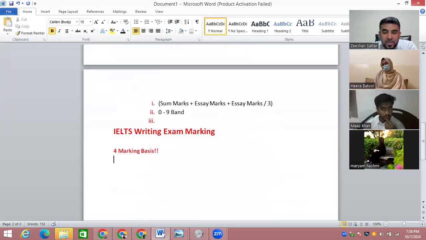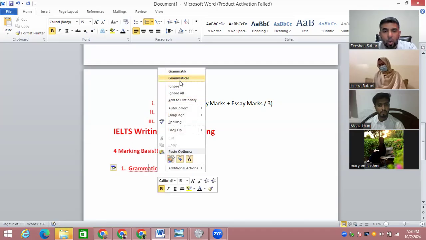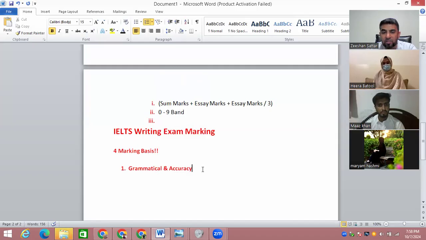The first marking criterion on which the students are looked at, the first criterion of evaluation, is known as the grammatical range and accuracy. So now, what is grammatical range and accuracy?